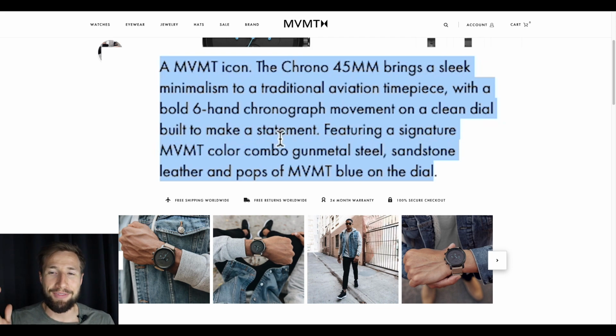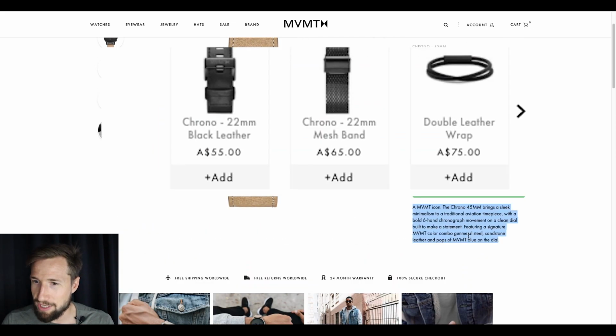So it's very clear that they're selling to a certain sort of person, probably a dude, probably selling to a guy, so it's all about being bold, being strong. It's got these features here featuring a signature movement color combo, gunmetal, steel, sandstone leather, and pops of movement blue on the dial. So it just describes the features of the actual product. This one doesn't go too deep into the actual vision or the actual state that it creates in a person. It is created with that customer in mind. These guys that are reading this that want to be bold and want to make a statement, I can totally get that as well. So there are the different examples, guys.